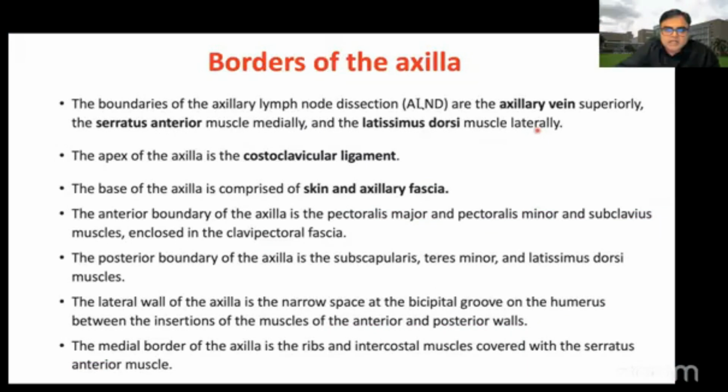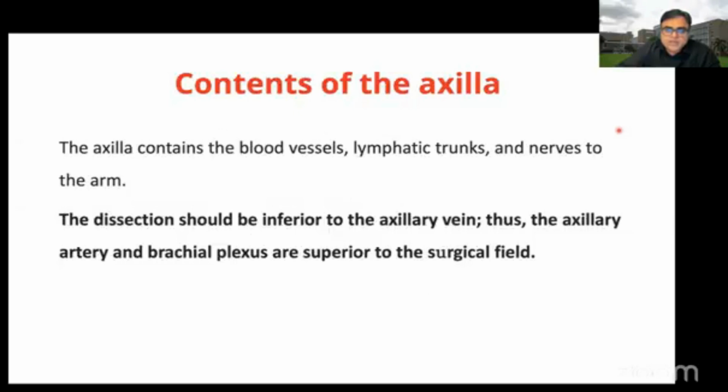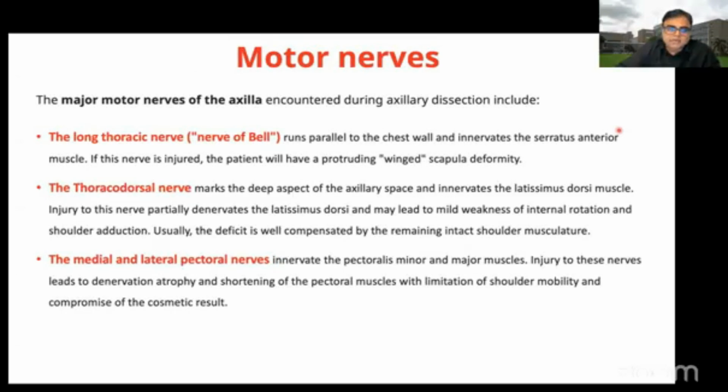So the borders of the axilla, we have already discussed: superiorly the axillary vein, the serratus anterior muscle medially, the latissimus dorsi muscle laterally. The apex of the axilla is usually formed by the costoclavicular ligament, and the base of the axilla is comprised of skin and axillary fascia. The contents of the axilla, we have seen in anatomy: blood vessels, lymphatic tracts, and nerves. So the dissection should be inferior to the axillary vein. Thus the axillary artery and the brachial plexus are superior to the surgical field, so we are not going to harm them.